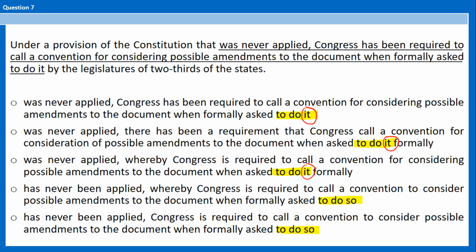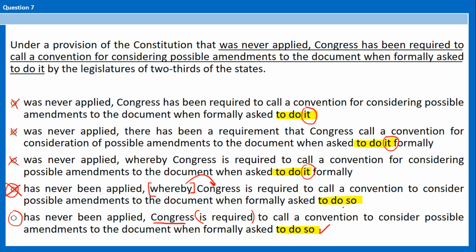Well, it cannot replace anything here. You can eliminate 1, 2, and 3. Now the only difference between number 4 and 5 is whereby. Whereby subordinates Congress, so in D you don't have a sentence. So we keep E. Congress is required, period.